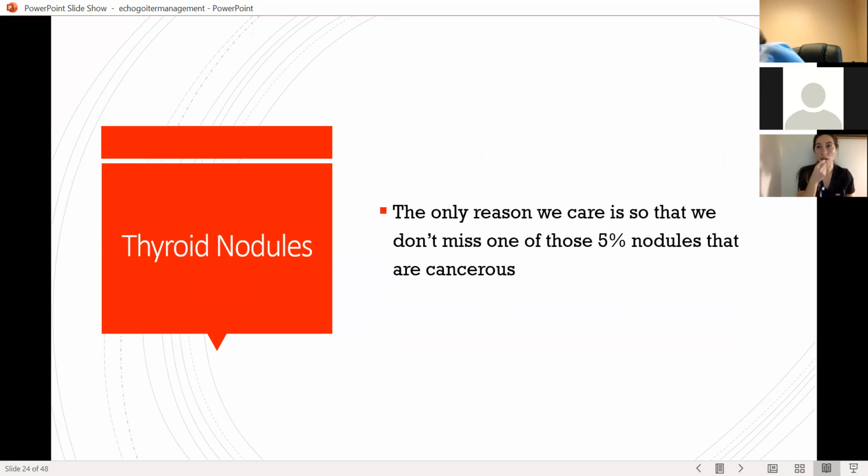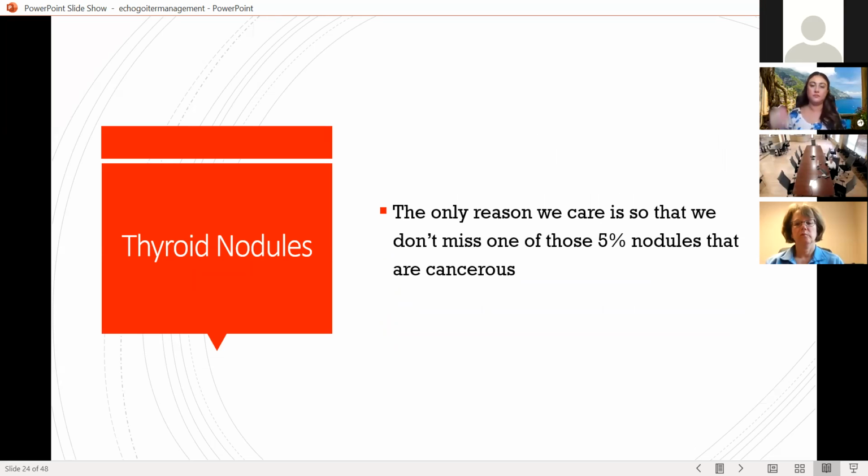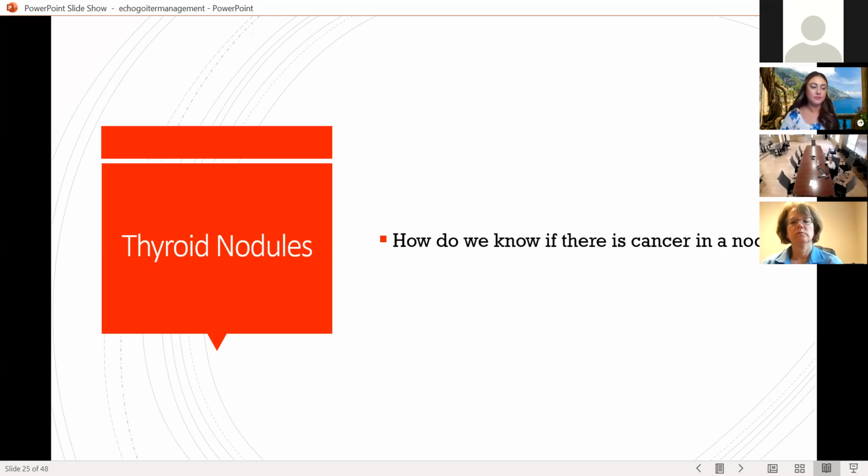Next slide. Okay, so the only reason that we do care about these thyroid nodules is that there is that little risk of thyroid cancer being in a thyroid nodule, and we don't want to miss it if it's going to become clinically relevant. So 95% of thyroid nodules of any size are benign, and that's an important thing to remember to tell our patients because they sometimes worry about them. And so we just want to look and make sure that those 5% nodules that have cancer don't get missed. Next slide. Okay, so how do we find out if there is cancer in a nodule? Next slide.